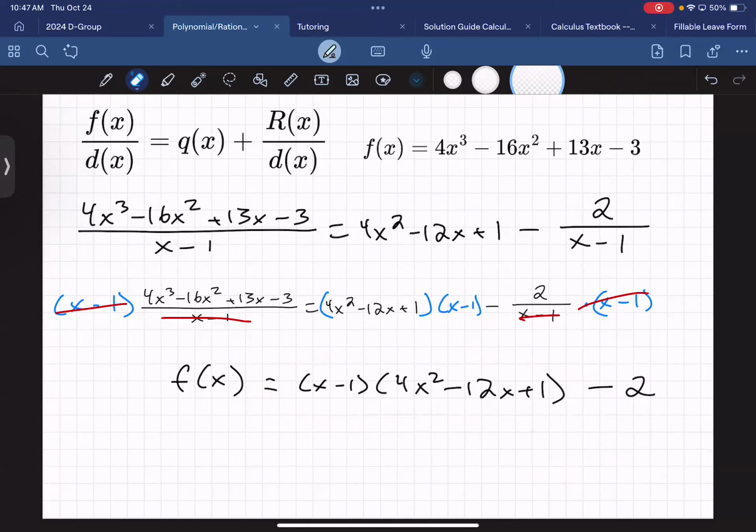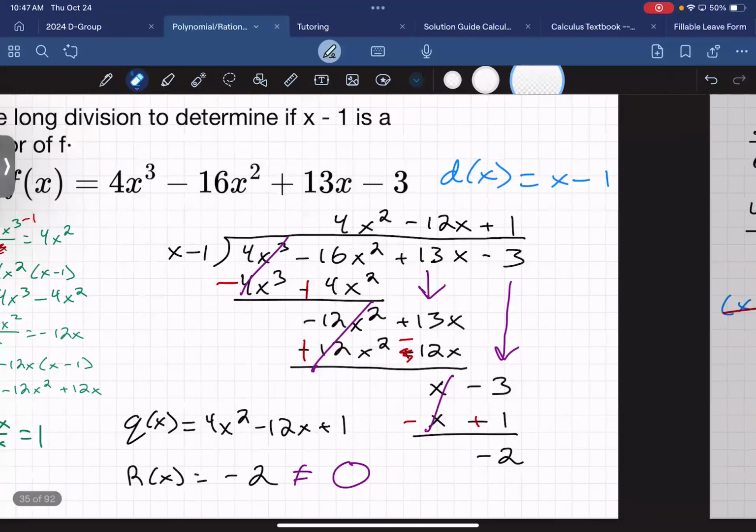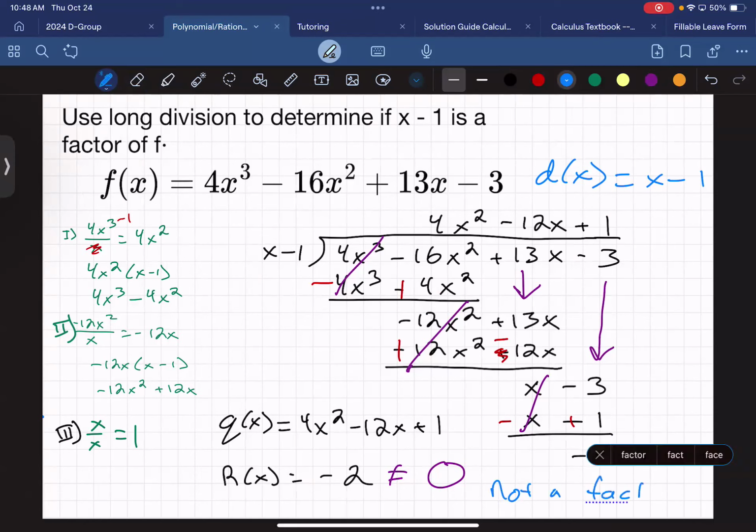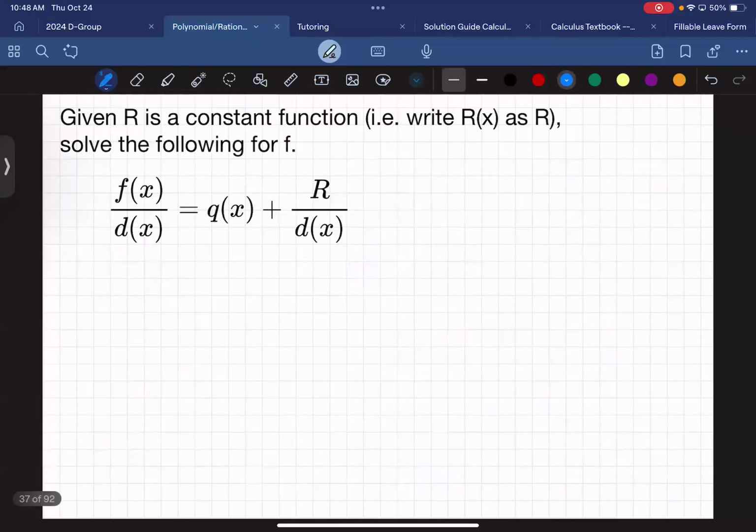Now, does that help us really? No, but that wasn't the point of the problem. The point of the problem was just tell me if it is a factor or not. So make sure you see here that when that remainder is not 0, you would say not a factor. Is that clear to everyone? Any questions or concerns? All right, so let's take that a little bit further then. That's what the next problem is doing here.